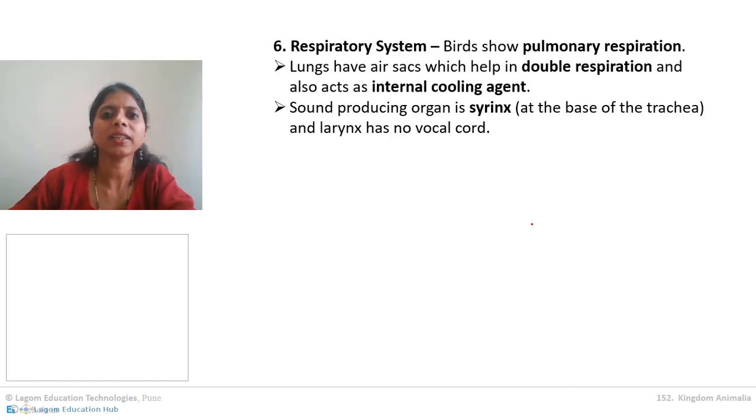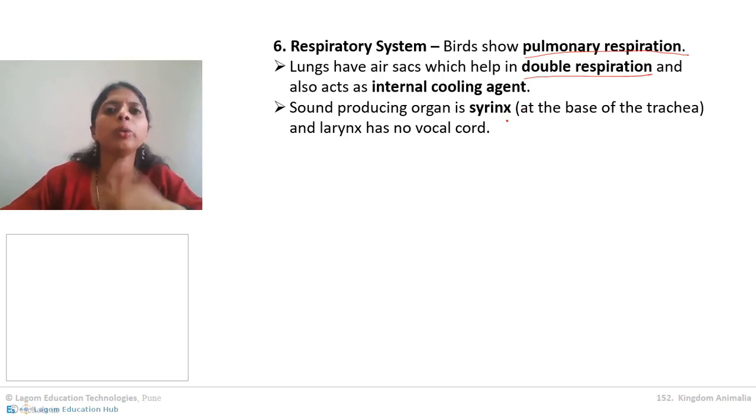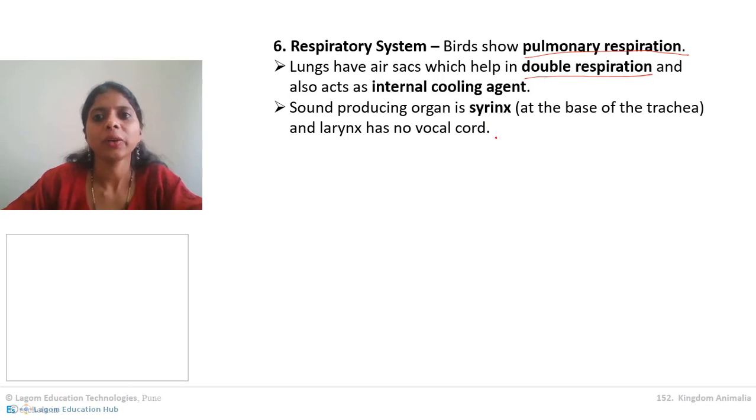Now the next characteristic is about its respiratory system. Pulmonary respiration shows the specific characteristic of double respiration due to the presence of air sacs. Now, birds are known to produce different sounds, and the sound producing organ is located in the neck region, at the pharynx and larynx region of the bird. The organ is called the syrinx, which is a sound producing organ.